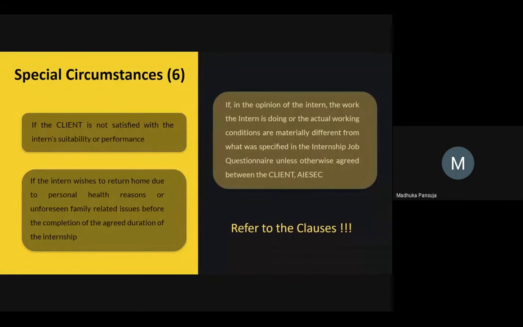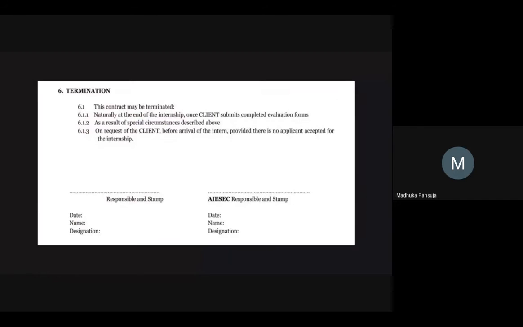So you guys need to refer to the clauses too. And then it's followed by the termination. If we are terminating the contract, then this is how these things are done. Normally the termination happens when the duration of the contract ends. So if the company wishes to re-partner with us, we can sign the contract again. Or if it was a special circumstance as described above, like the 6 special circumstances I said, and the company wants to terminate, how they are going to do that is specified in the contract, and they have to sign and put the stamp, terminating the contract.